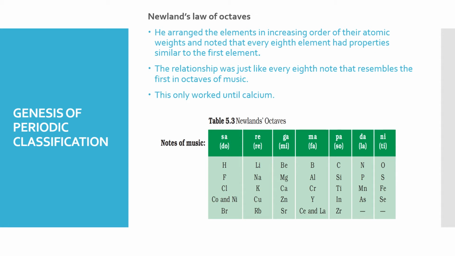He used musical notes to represent these, which are sa, re, ga, ma, pa, da, ni. Sa didn't come again at the end because it has the same properties as the first element. He could only do this method until calcium, as there were cases where he didn't know how to place a few elements which had similar properties, like cobalt and nickel.